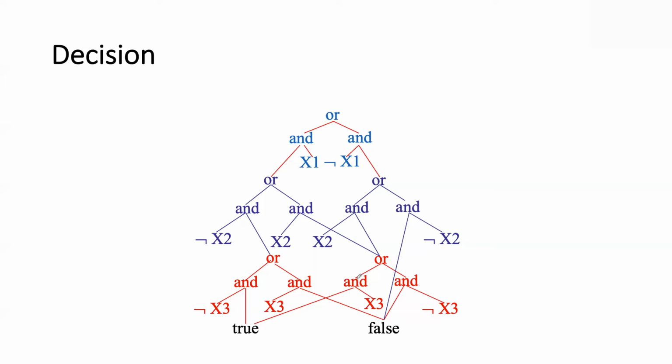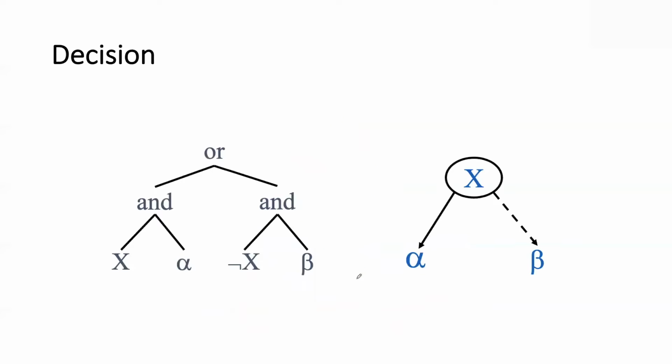What is the notational convention? The notational convention is this. Instead of drawing the fragment this way, I'm going to draw it like this. I'm going to put a node with the variable x, and I say if x is true, go this way to alpha. If x is false, go this way to beta. Okay? Stare at this for a second.